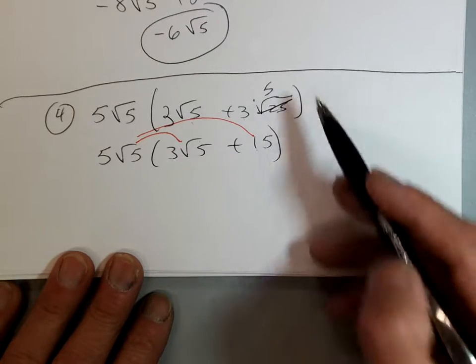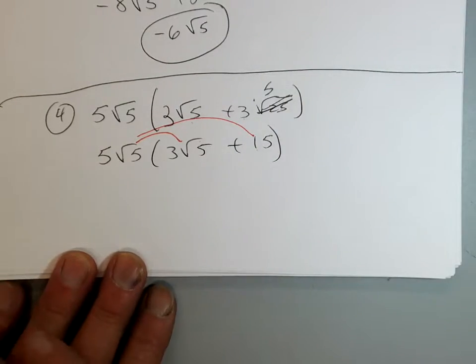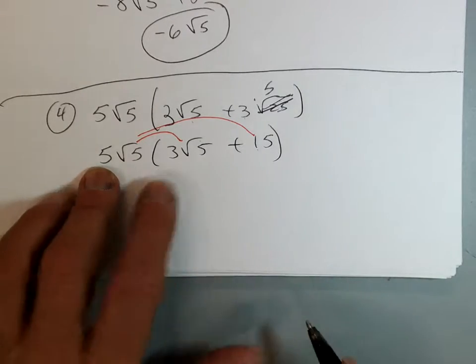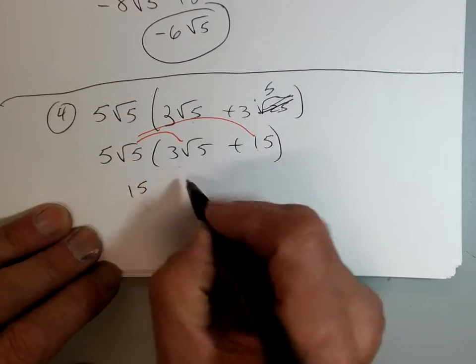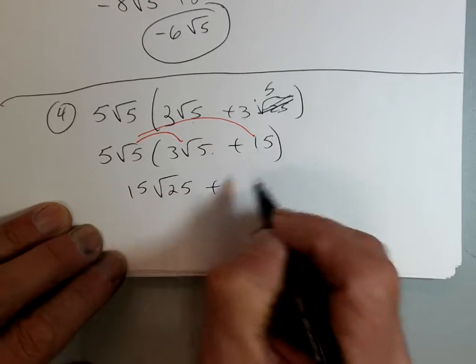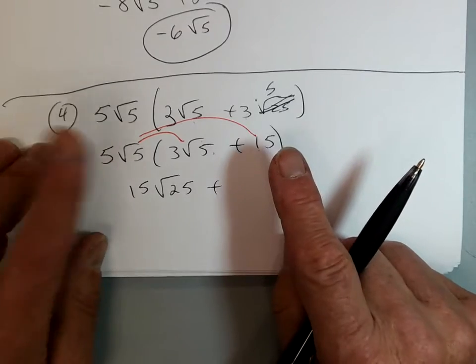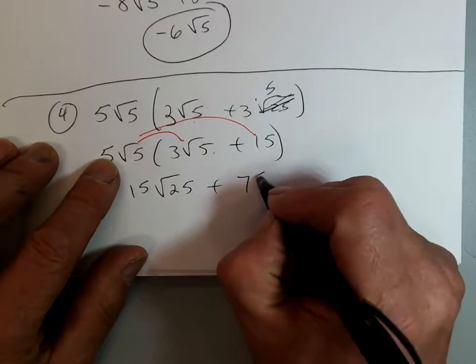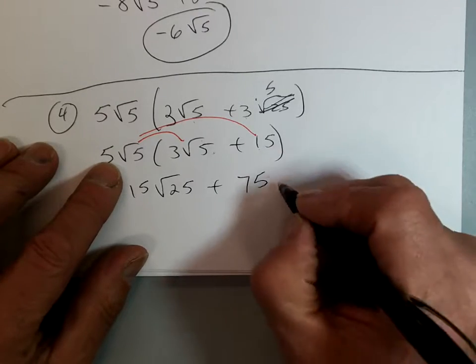There's no square root anymore. Okay, now let's multiply. Regular number to regular number, whole number with whole number. I'm going to get a 15 square root with square root, square roots of 25, plus regular number, whole number with whole number, square root of 5 times 15 makes 75 square roots of 5.